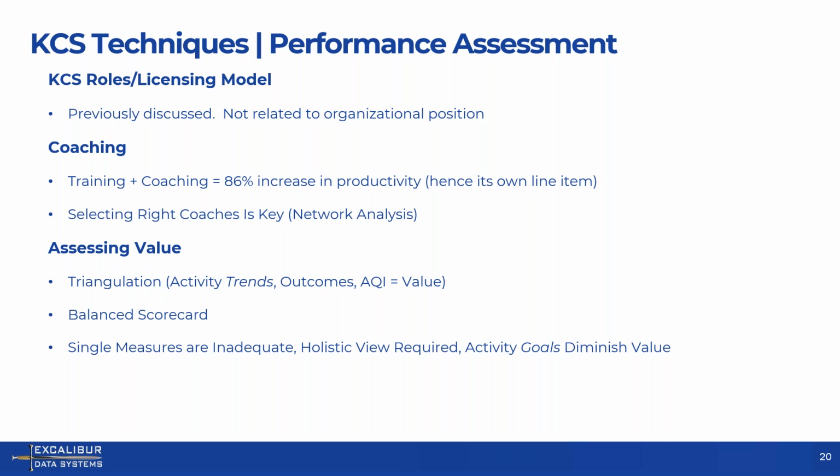And then obviously assessing the value. We talked a little bit about the article quality index already, but that's done by looking at activity trends and outcomes. If you've ever used a balanced scorecard approach, that is the basis for this kind of work. We're not looking at individual activities as a specific measurement of how one particular individual is performing. We are looking at this from a holistic standpoint.